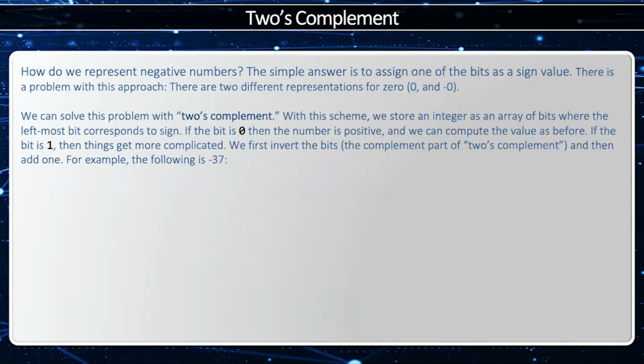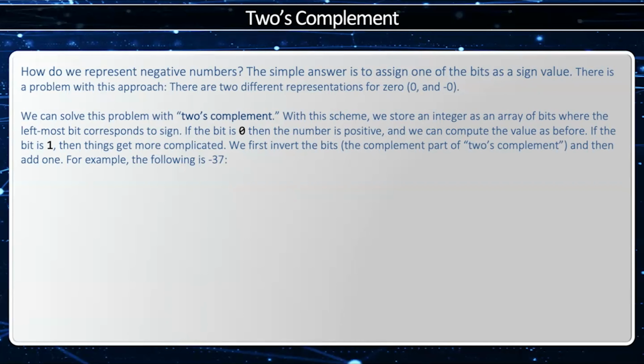Now, how do we represent negative numbers? The simple approach is to assign one of the bits to a sign value, where 1 is negative and 0 is positive. There is a problem with this approach. There are 2 different representations of 0. There is 0 and there is negative 0, which are not equal.